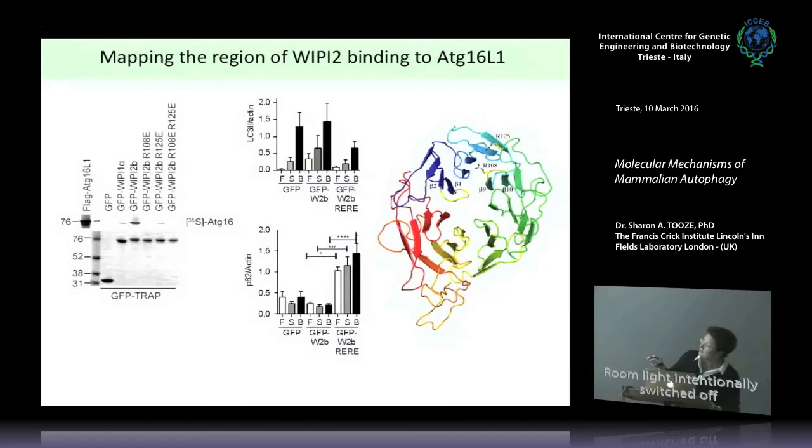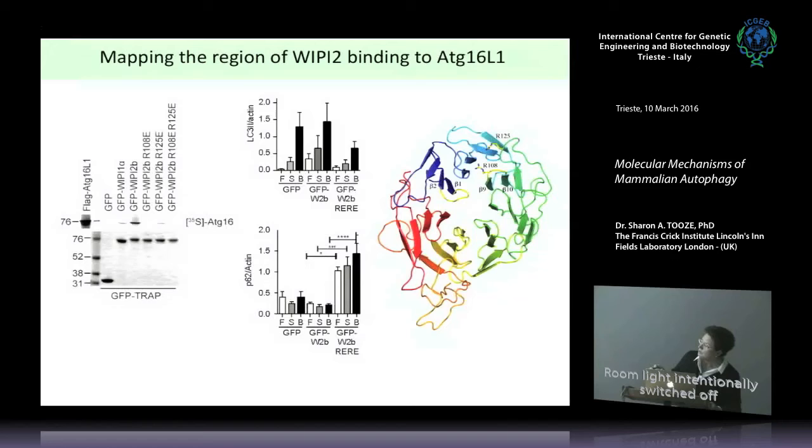That's not quantified, but what we could also show is the production of LC3-II in knockdown and rescue experiments. If we knock down WIPI2 and express the wild type, we drive LC3 lipidation. If we knock down WIPI2 and express the mutant, we inhibit it. And the same thing with the cargo assays.